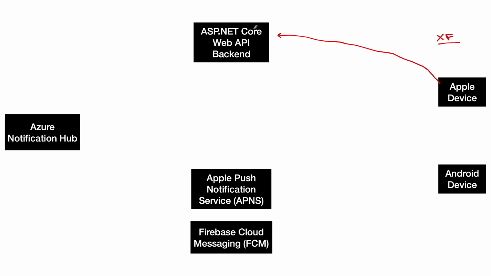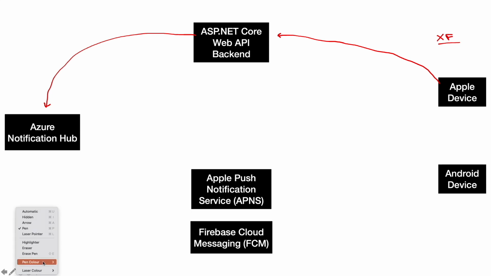Now, this says, okay, we've received a message from this Apple device, a request in fact, saying we want to register. So it processes those details and communicates with the notification hub. And Azure says alright, it registers the device, and now when we want a notification, we can start the cycle from a different perspective.